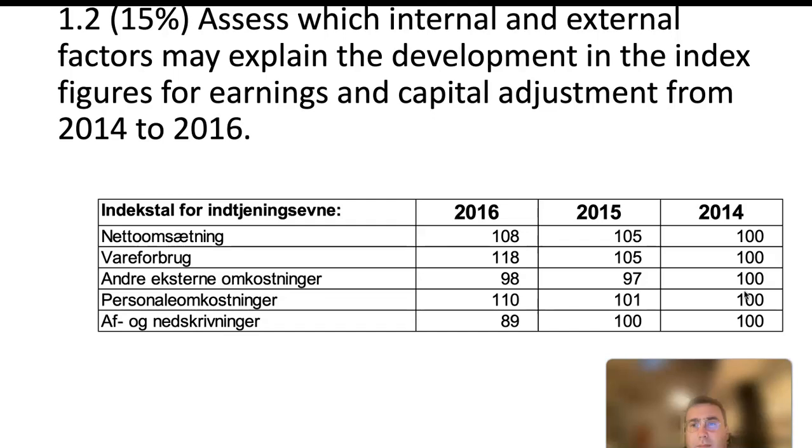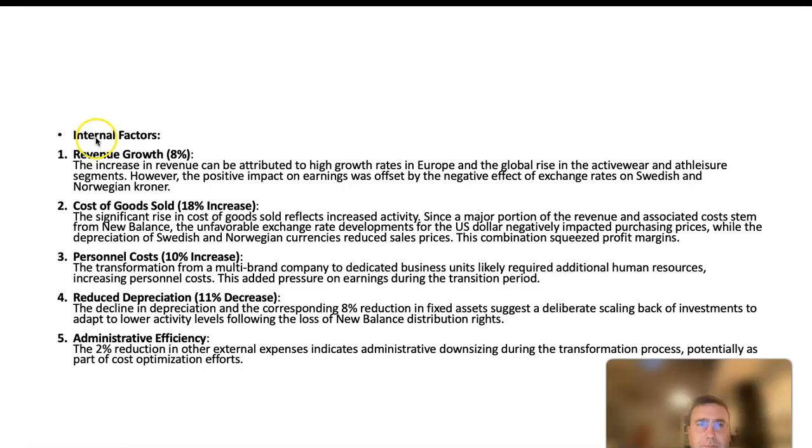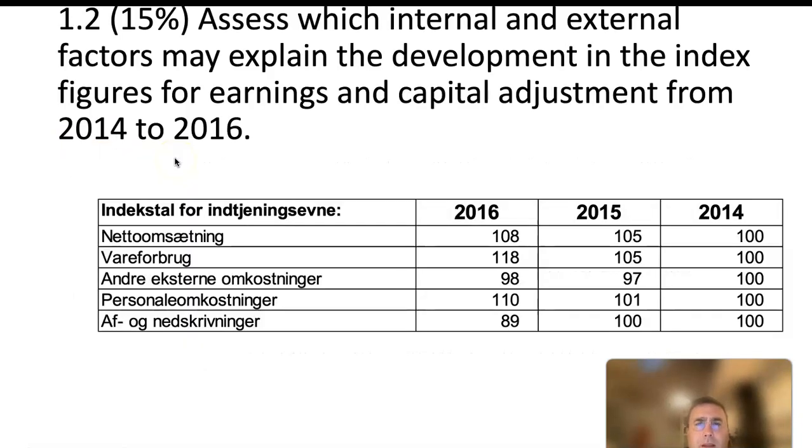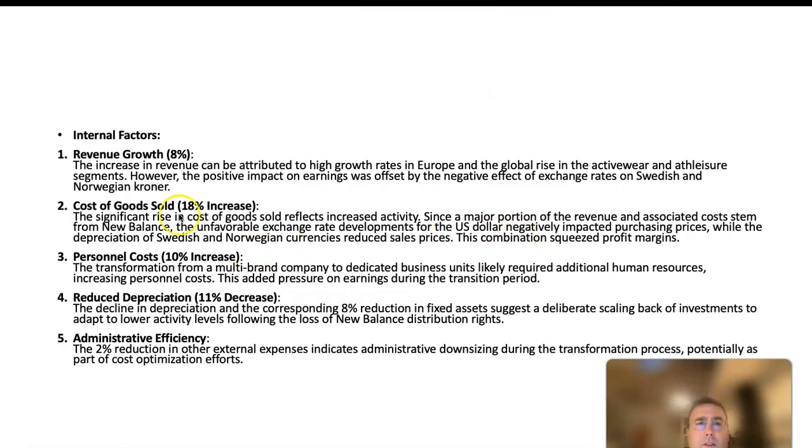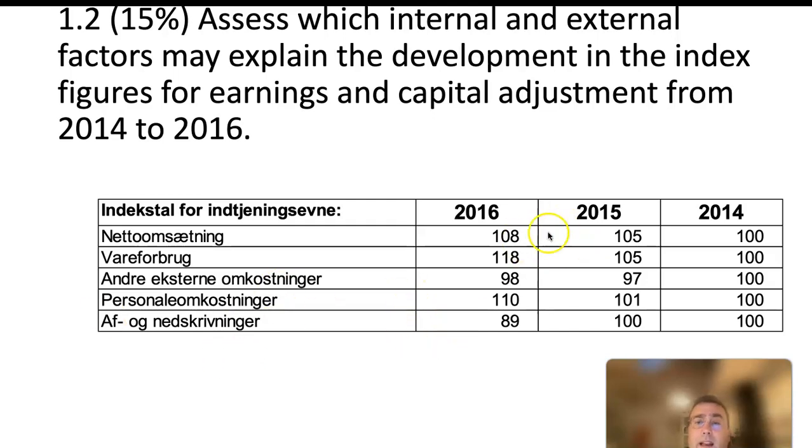What can we use it for then? Well, internal factors. Revenue growth, 8%. Cost of goods sold, 18% increase. Personnel cost, 10% increase. Reduced depreciation, 11% decrease. Administrative efficiency, reduction. Guys, these things need to be considered, and they need afterwards to be concluded on.